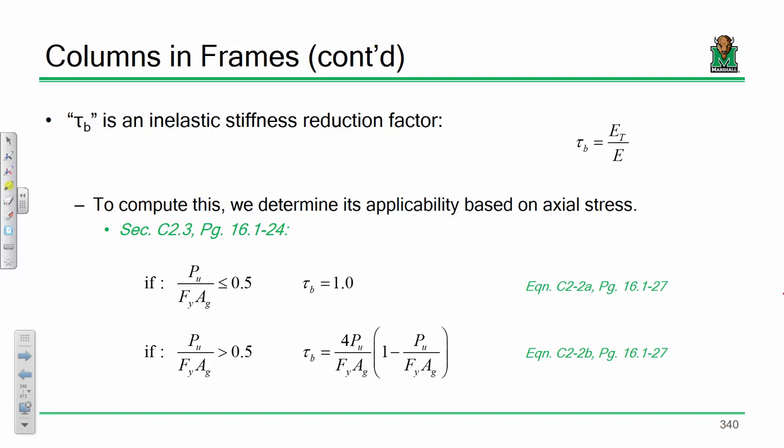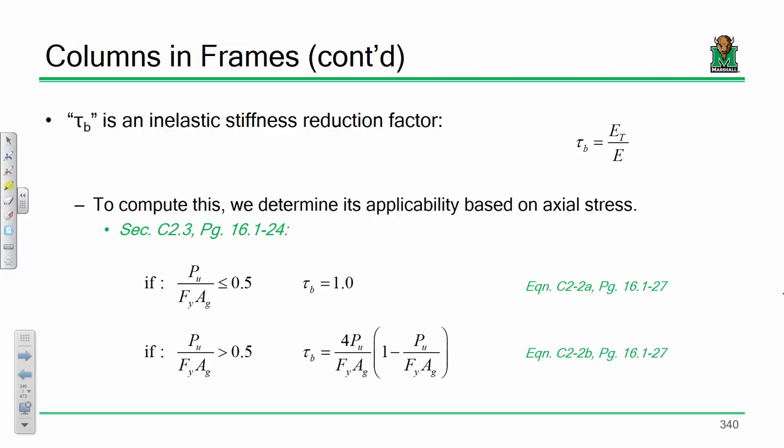If your load over your yield load is less than half, or less than 50%, we don't worry about it. Otherwise, we compute it using this really straightforward equation. Basically, the idea is this. This is your factored load, and F_y A_g is how much load it would take to yield the column. So if this ratio is larger than 50%, what the code is saying is, okay, you probably have some inelasticity that you've got to consider, so we need to account for that with this tau B factor. However, if that ratio is really small, that means the column really isn't seeing that much force anyway, and so tau is going to be 1.